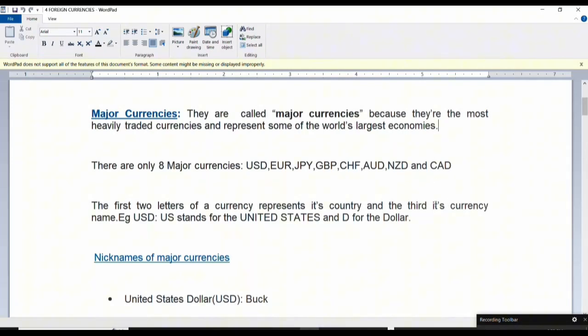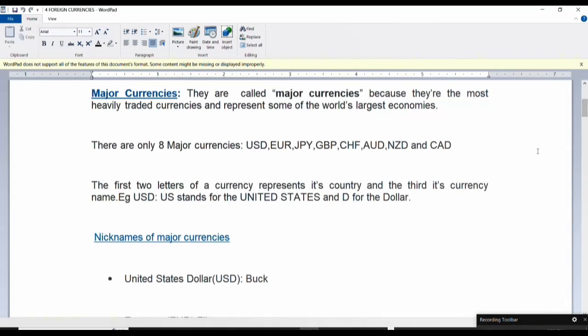Now, what are major currencies? Major currencies are simply the most heavily traded currencies, and they always represent currencies of some of the world's largest economies. Economies like New Zealand, Canada, the United States, and the like. There are only 8 major currencies: the United States dollar, the euro, the Japanese yen, the Great British pound, the Swiss franc, the Australian dollar, the New Zealand dollar, and the Canadian dollar.